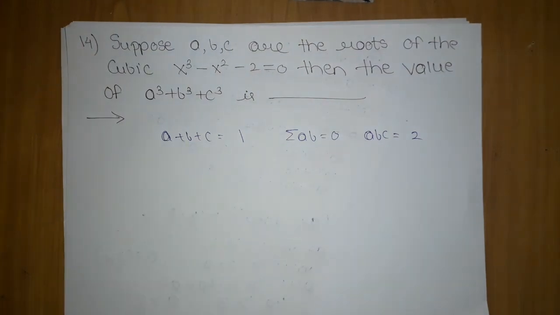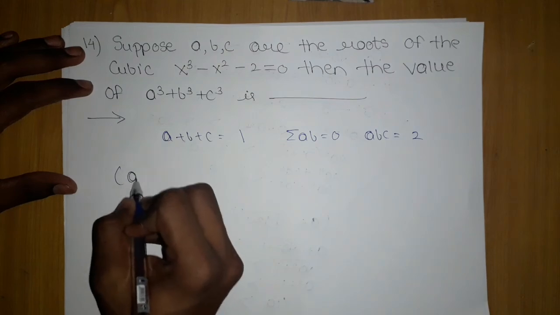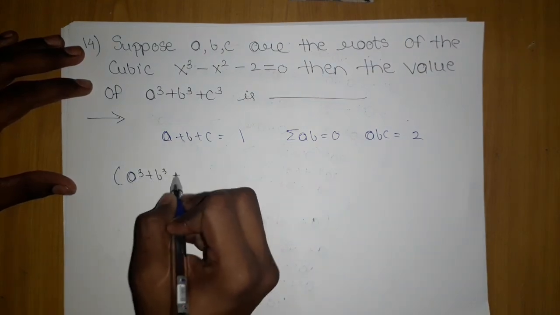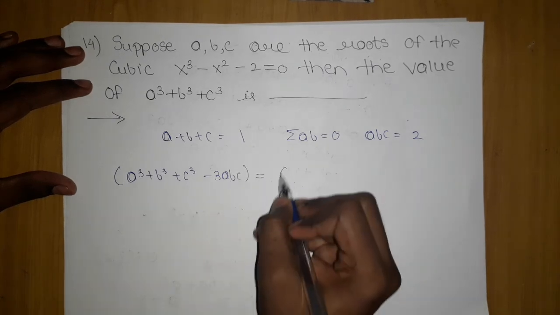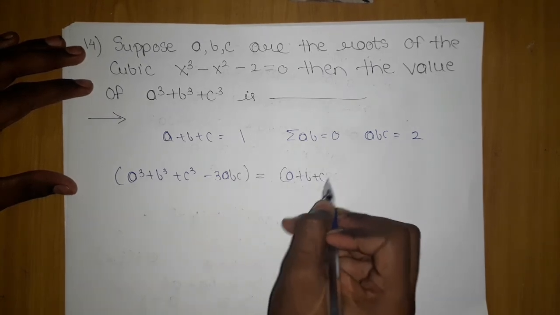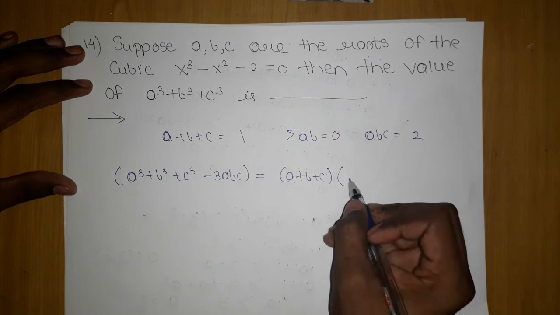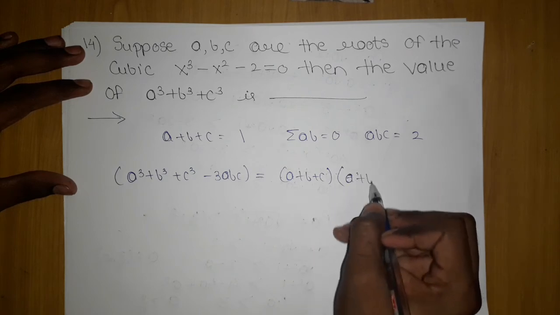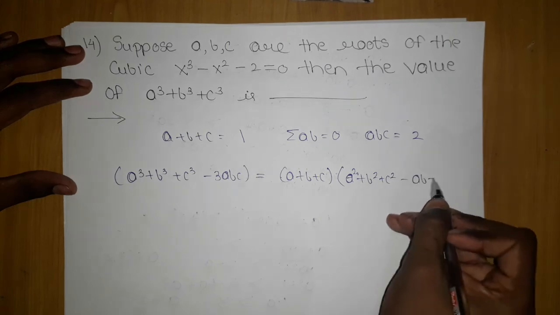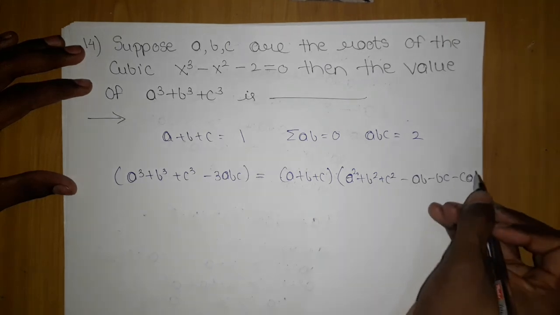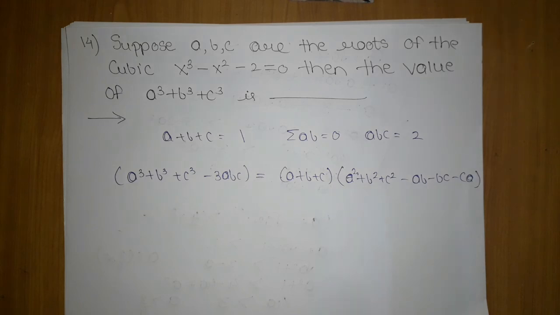Now one formula which is taught in class 10th, not even in class 11th, it is this: a cube plus b cube plus c cube minus 3abc should be equal to what? a plus b plus c. This formula is frequently used in inequalities. Into a square plus b square plus c square minus ab minus bc minus ca. Okay, this is the formula taught in class 9th. If you saw R.D. Sharma, this problem is given in class 9th or 10th.